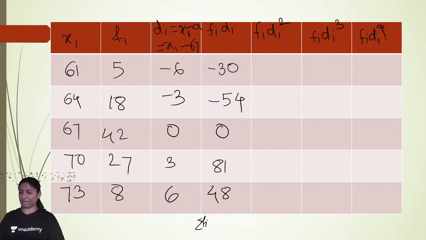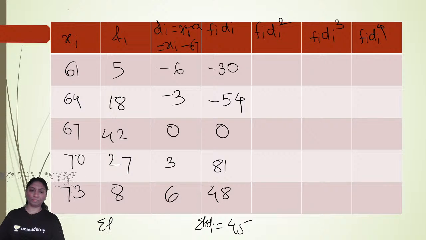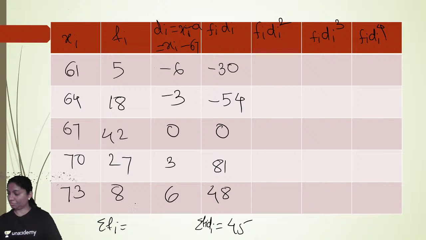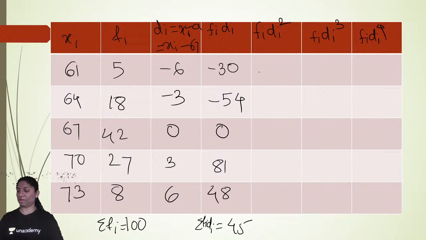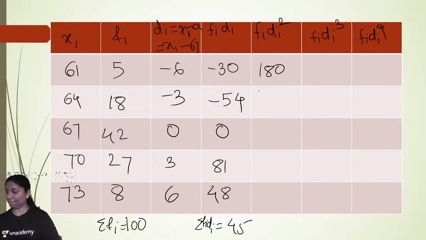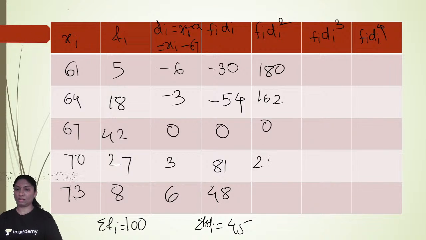Summation of fidi is equal to 45. Summation of fi is equal to 100. fidi square: I'm writing everything because you know how to calculate. I'm not wasting the time. Without wasting the time, I'm writing the values directly. Now you know the process of how to calculate this value.